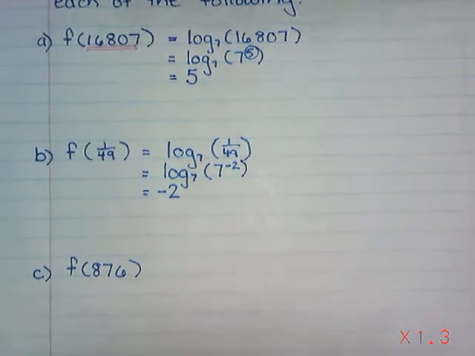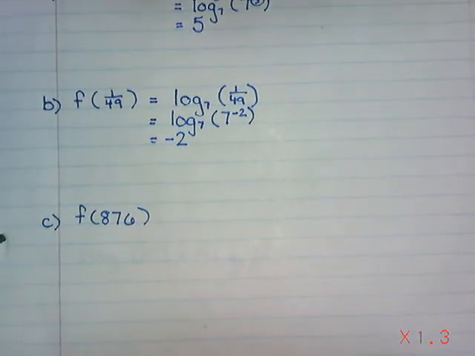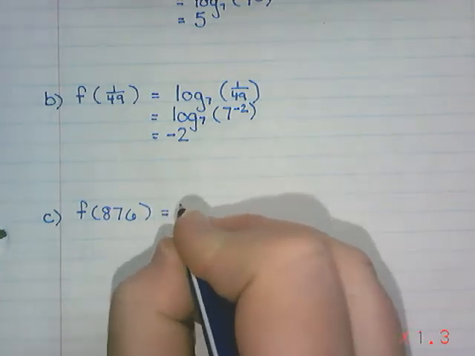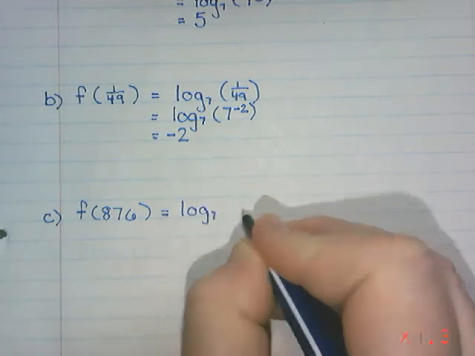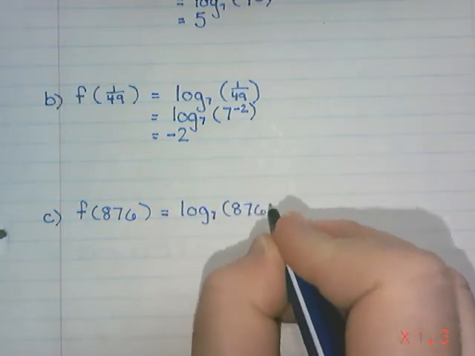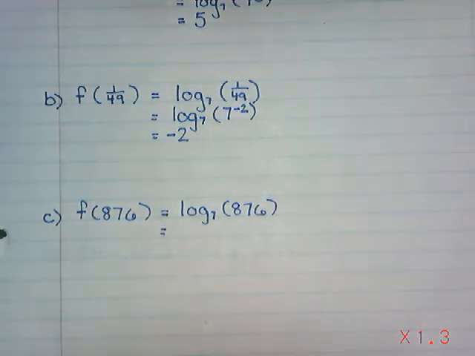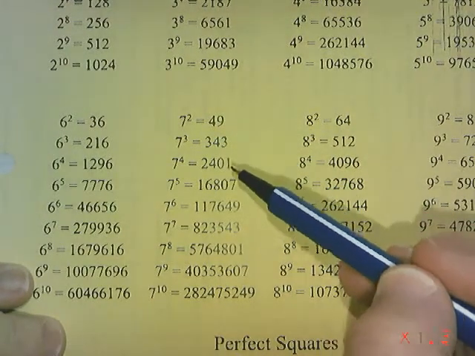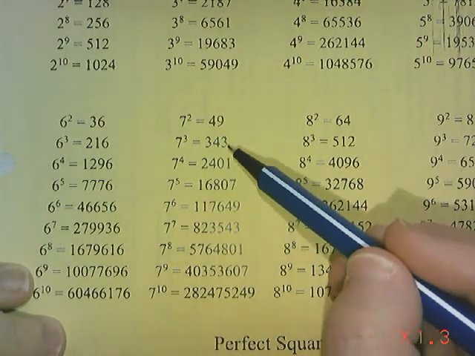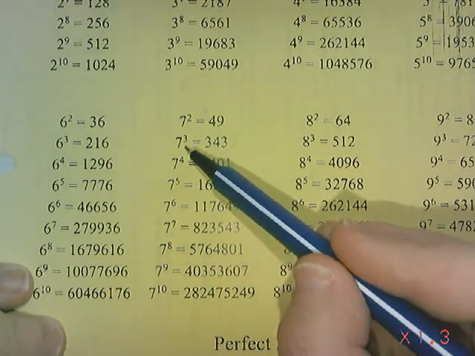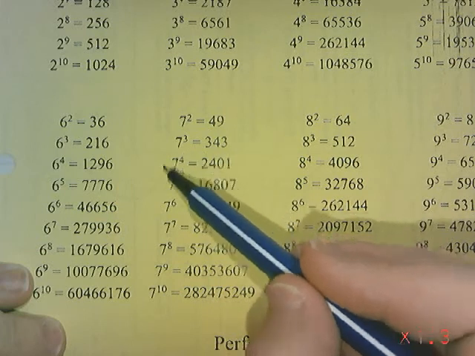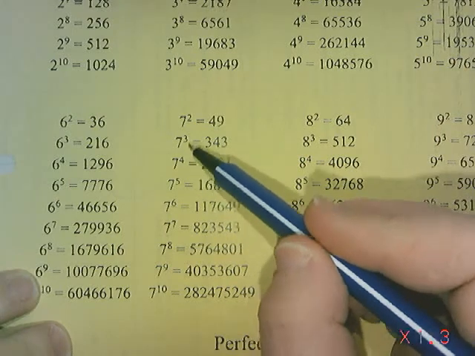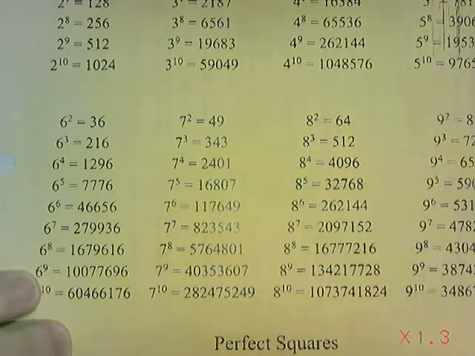Our last example in this question says f at 876. Same thing as last time, I put that in for x and do log base 7 of 876. Now if I look at my list of powers of 7, you will notice 876 is not on this list. It would be somewhere in between 343, which is 7 to the power of 3, and 2,401, which is 7 to the power of 4. So this tells me that it is going to be 3 point something, a decimal in between 3 and 4.